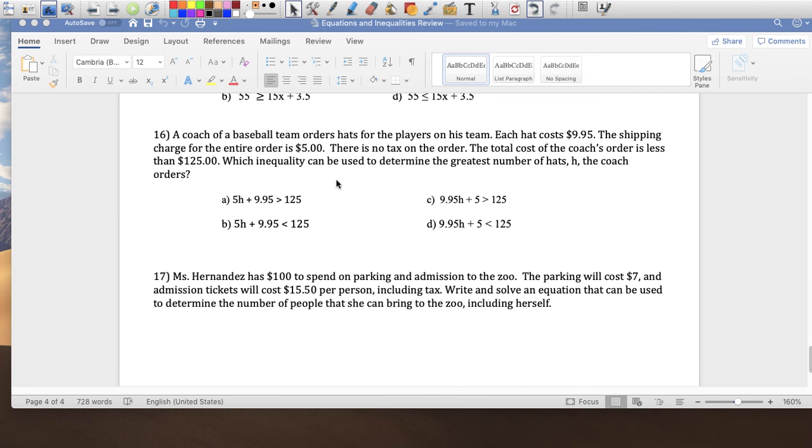16. A coach of a basketball baseball team orders hats. Each hat's $9.95. The shipping is $5. There's no tax. The coach only has 125. What's the maximum number of hats that we can buy?